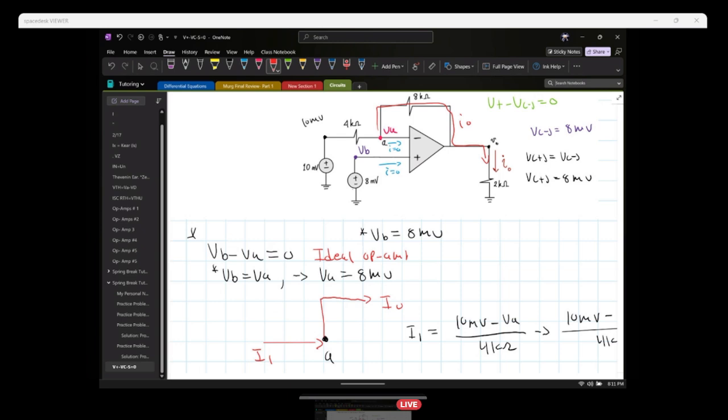But why are they equal? I get why they're equal. But shouldn't VA be equal to 10 millivolts or something? VA is here. What about the 10 millivolts right here? There's a resistor, it separates it. Yeah, but shouldn't VA be like the sum of the voltages or something then?